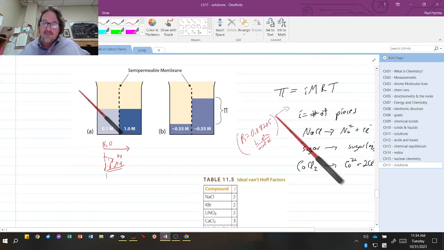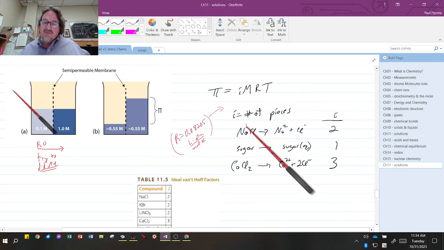It's essentially equal to the number of pieces that the solute breaks up into when it dissolves. So for example, if I dissolve sodium chloride in solution, that's an ionic compound. When you put it in water, it breaks up into Na+ and Cl-. So there's two pieces, so i would equal 2. Just that simple. Sugar, like glucose, blood sugar, that's a covalent molecule. When it dissolves, it stays together. It's not ionic, so it produces just one piece, and therefore its van 't Hoff factor is 1.